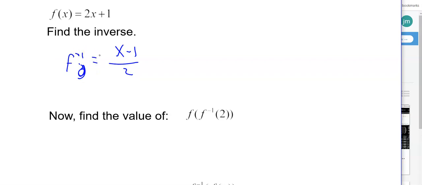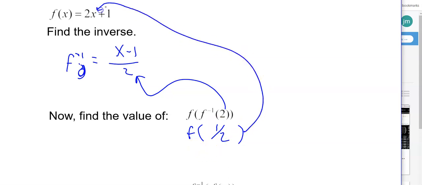Now find the value of this. Okay, so the inside function is the inverse. So I'm going to plug 2 in right there for x. So 2 minus 1 over 2 is 1/2. f of 1/2. Now I'm going to plug the 1/2 in right there. Half of 2 is 1. 1 plus 1 is 2. And we got it.